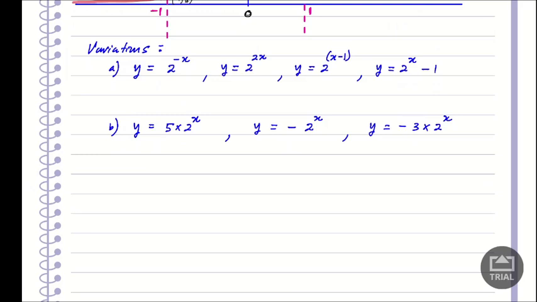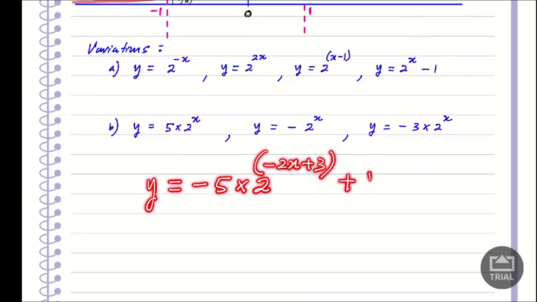Now the crazy thing would be you get questions by combining all of these together. Example, you get y is equal to -5 times 2 to the power of -2x plus 3, plus 9. So in this question, you have everything. You have y translation, you have dilation with reflection, you have x translation, right? So down the road, we are going to discuss all of these things.